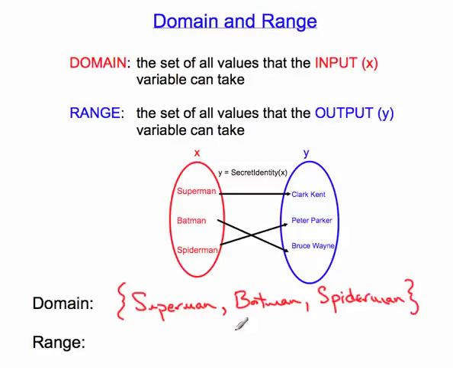We use the squiggly brackets to show that we're talking about a set or a collection of values, and then we just write all the values with a comma in between them. For the range, I'm going to change to blue because that's what I've been using for the output values. Similarly, we would write Clark Kent, comma, Peter Parker, comma, Bruce Wayne.